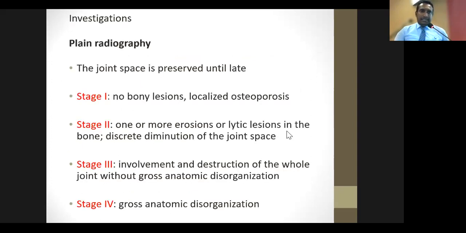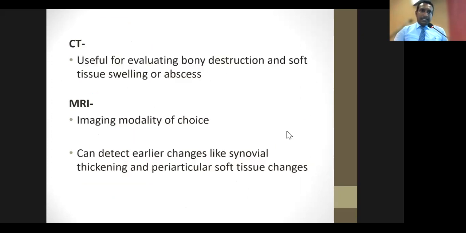Like we've got the KL grading system in osteoarthritis of knees, likewise here in tuberculous arthritis there's also a staging system according to the radiographic appearance of the X-rays. Stage 1 being no bony lesion and localized osteoporosis only. Stage 4 having gross anatomic disorganization. Again, CT will show bony destruction and soft tissue swelling, and MRI will detect earlier changes like synovial thickening and periarticular soft tissue changes.